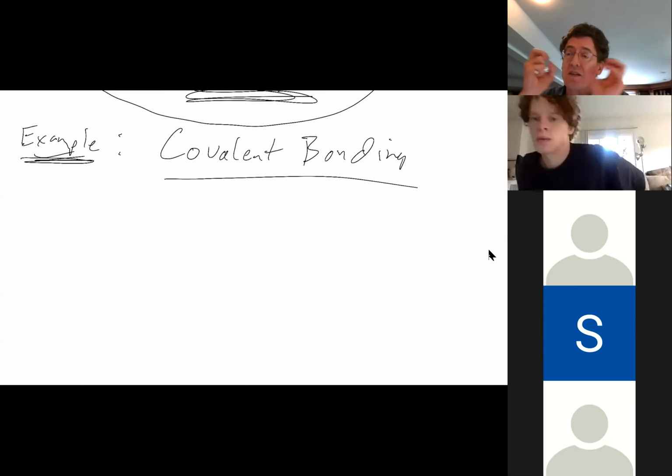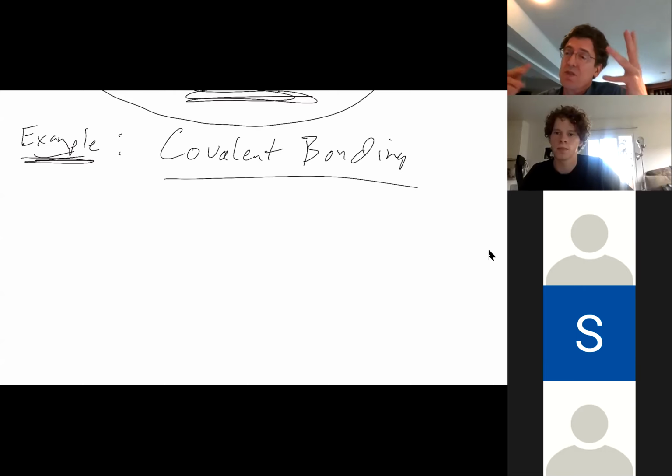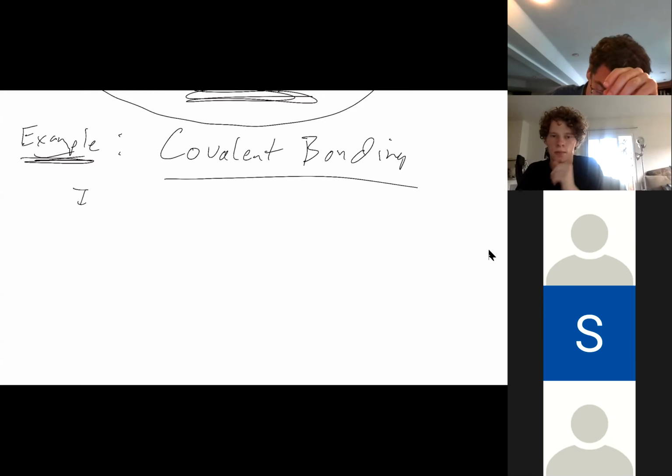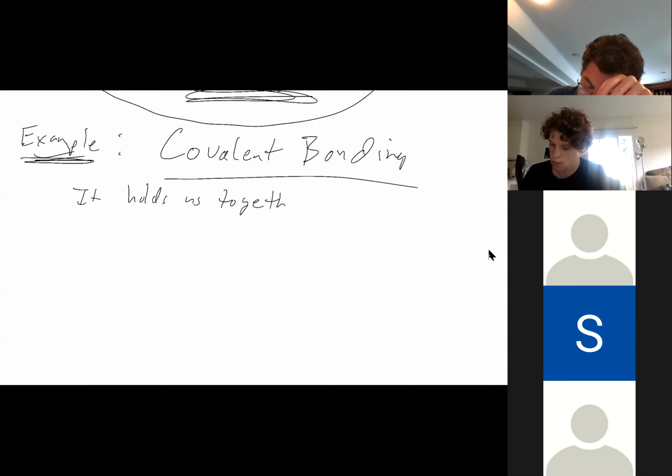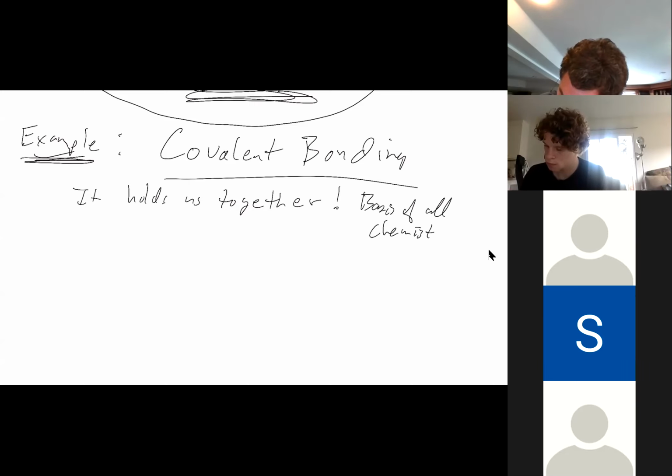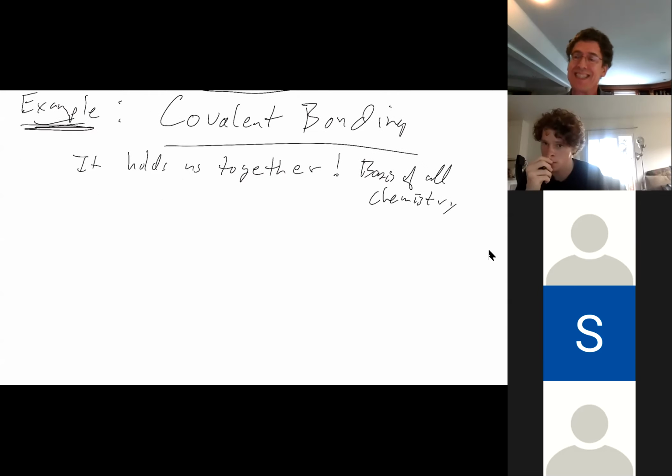Covalent bonding is what holds together atoms into molecules. So it's sort of the most fundamental, depending on your point of view, but it's what holds us together. It is literally the thing that holds atoms together, so it's really, really fundamental. It is the basis of all chemistry. And so let's try to understand covalent bonding as a simple example of degenerate perturbation theory.